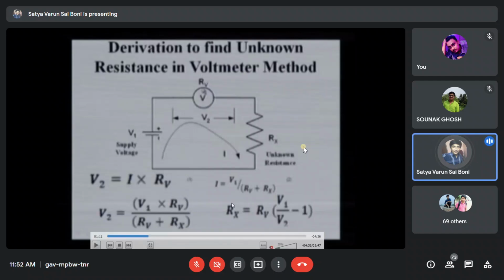Here our unknown term is Rx. So we are just making a simple mathematical substitution like that. We get Rx is equal to RV into (V1 by V2 minus 1). Here V1 is the supply voltage. V2 is the voltage across the voltmeter after connecting to the second point, and minus 1, you know, okay.